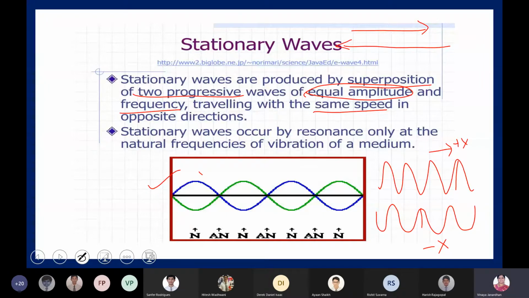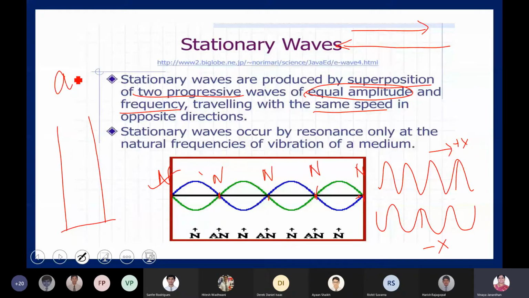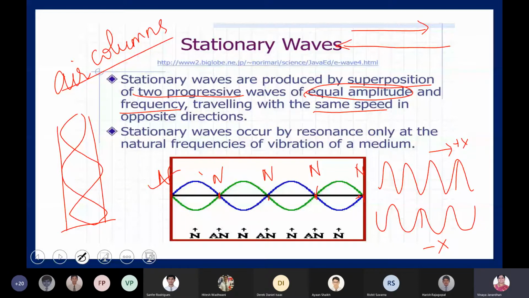Now, there are points where the particles will not vibrate. These points are called nodes. If the waves are traveling through air, then air molecules begin to vibrate. If you produce stationary waves in air columns, you can have a wave pattern like this. This is an air column.